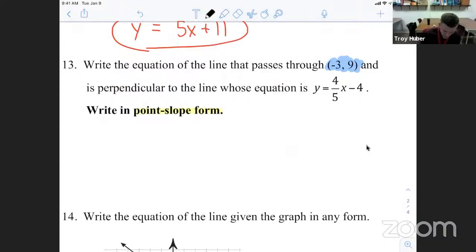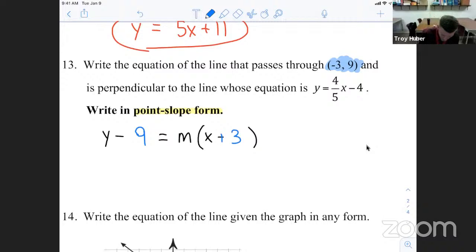So I'm going to write my point slope form. So that was y minus y1 is equal to m times x minus x1. Okay, we can plug in that point right away, right? So I know that y is a positive 9, so I want it to be minus 9. And then I know that x is a negative 3, so I actually want it to be plus 3. So I'm going to change this to be plus 3. Oh, but now I'm stuck. It doesn't tell me what the slope is.